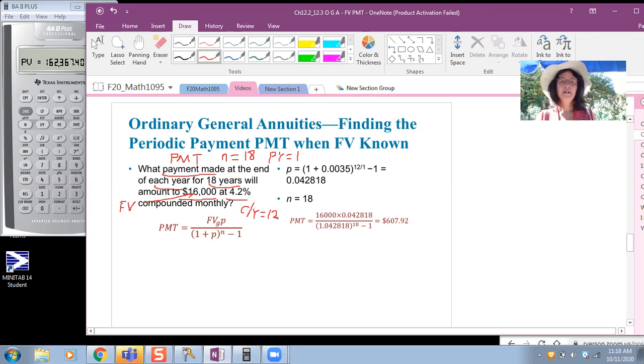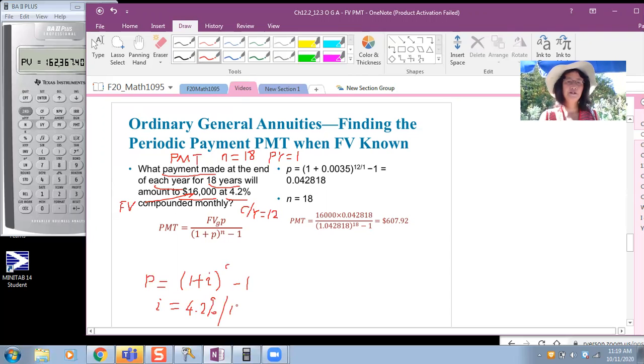Okay. So first we use the formula method. In order to use the formula method, you need to calculate P. P equal to 1 plus I raised to power C minus 1. And I is a periodic interest. I equal to 4.2% divided by 12, and it comes up with 0.0035. That is I.